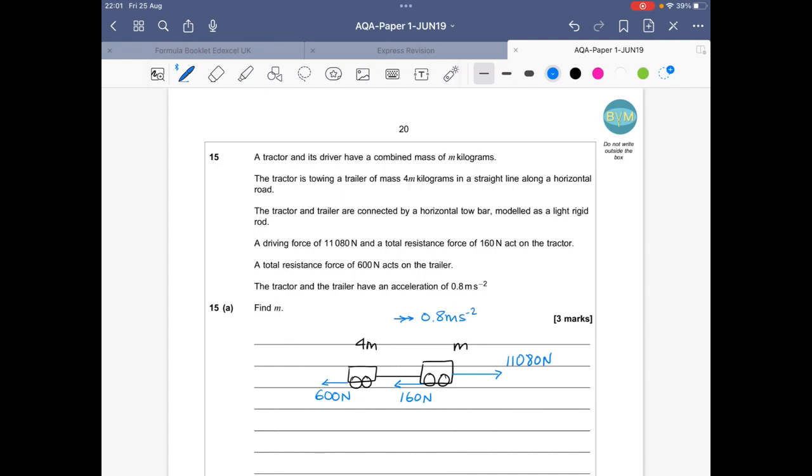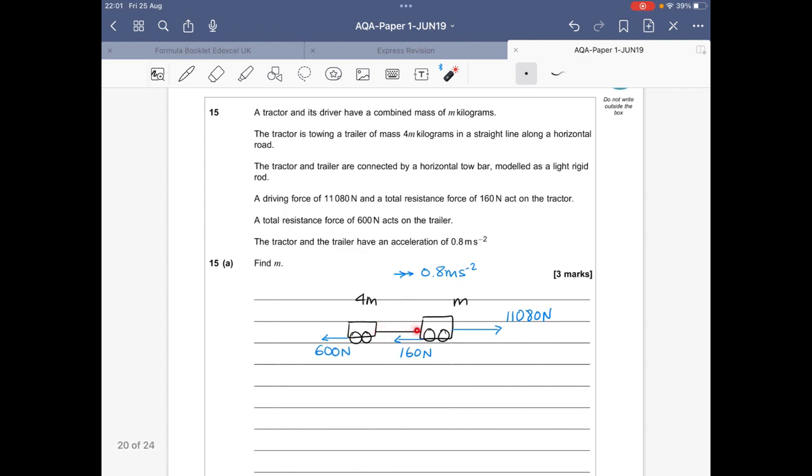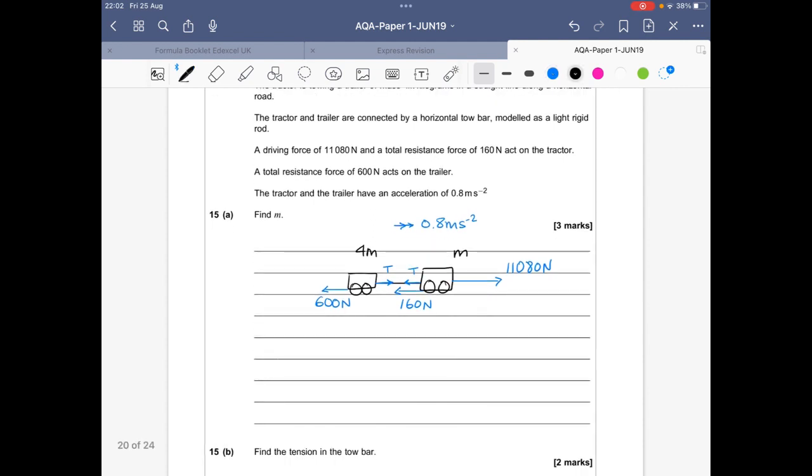What we are going to do is, we are not interested in the tension here, because we would have a tension in the trailer that is that way, and a tension in the tractor that is that way. If we don't want to find the tension, we are going to work with both particles connected. Remember, when we have connected particles, we can work with them independently or with them both together, like if they were just one thing.